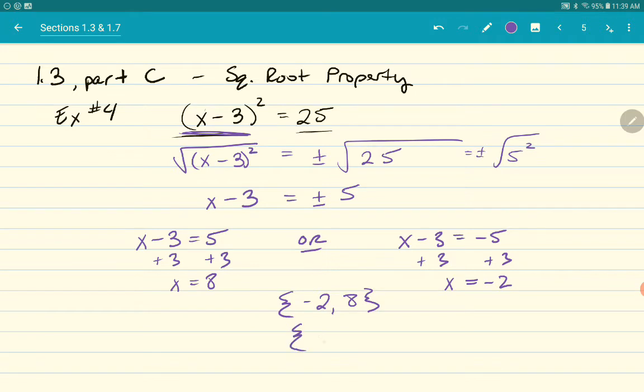It's also correct to write it as 8, negative 2. I just tend to write ascending order for no particular reason. Again, with set notation, the order doesn't matter. It's just a list of possible candidates that, when I plug them into that equation, make it true.